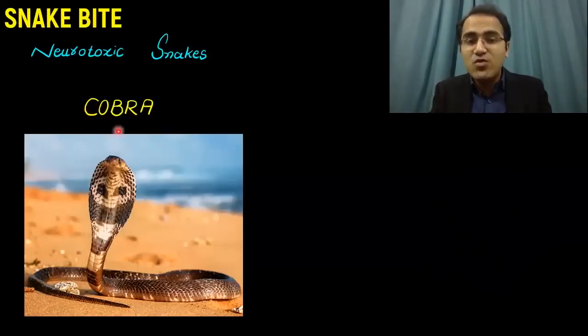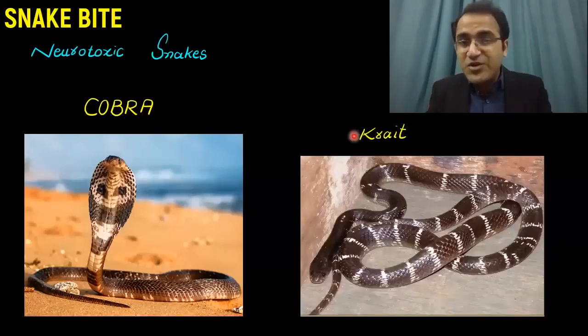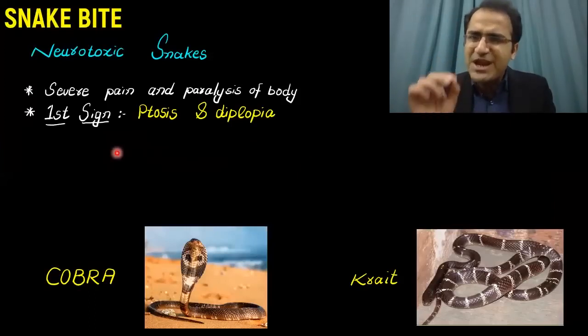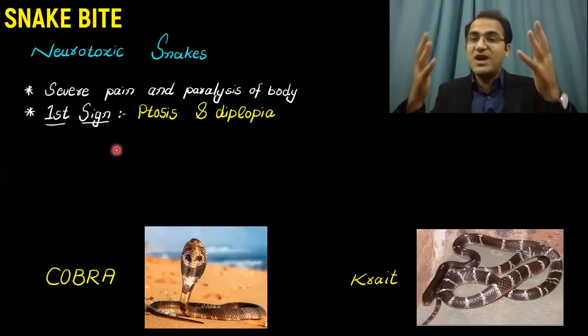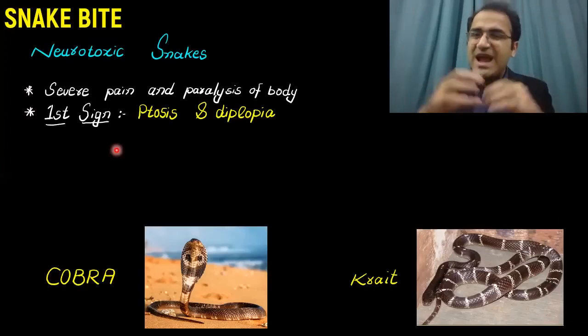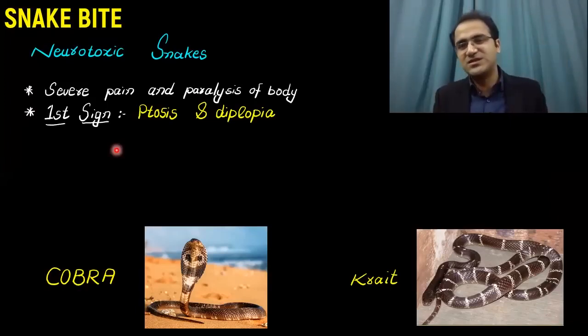Neurotoxic snakes include the cobra, which has a classical two-eyed appearance on a hood. This is a common snake in our region. Other than that, the krait has white lines over it. These neurotoxic snakes cause severe pain and paralysis of the body. The patient will have paralysis of the body, weakness of the body. They bite their predator and they paralyze him to death.